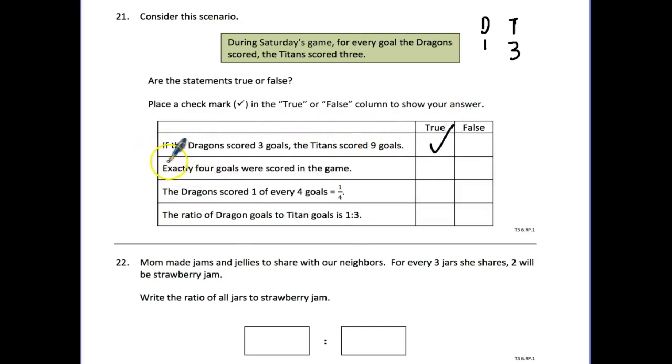And the next one, exactly 4 goals were scored in the game. Well, that can't be. If you have every one that the Dragons get, the Titans scored 3, that would not be a true statement.